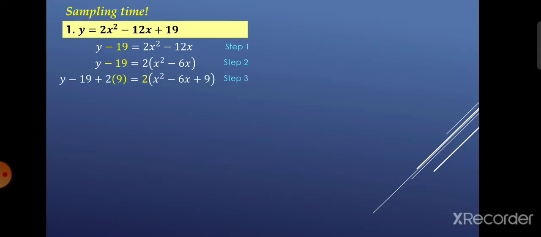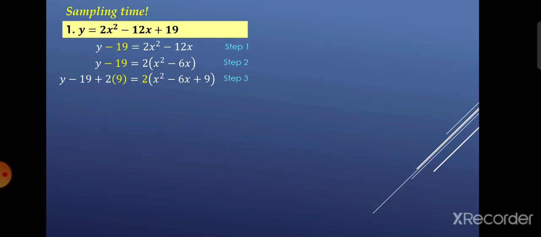Step 3. We fill in the third term of the perfect square trinomial. The 9 is highlighted in yellow on the right side. On the left side, copy y minus 19, then plus 2 times 9. Where does the 9 come from? From the right side, the perfect square trinomial.